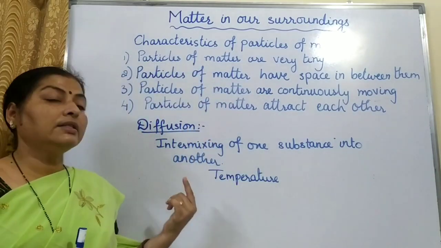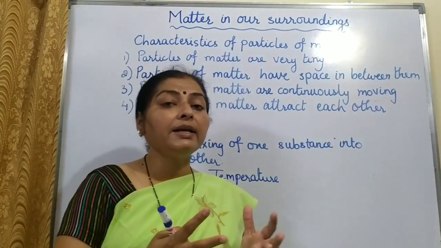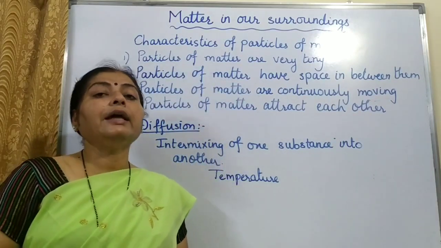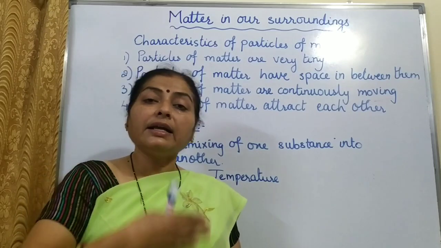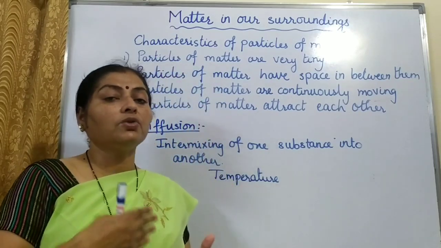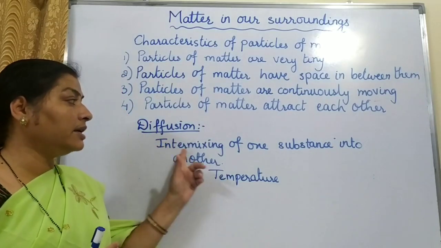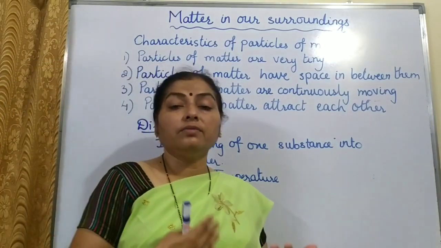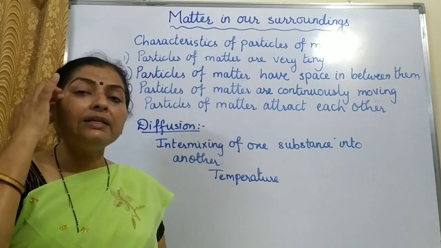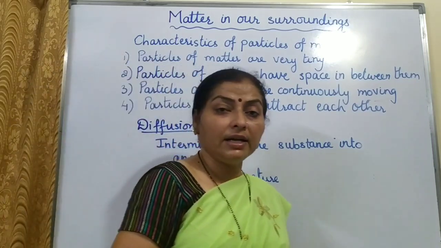Now with the increase in the temperature, means we are providing some energy to the molecules by increasing the temperature, so their kinetic energy will increase. And as the kinetic energy will increase, their speed will become fast, and so the diffusion will take place faster. The intermixing will be at a faster rate with the increase in the temperature. There are many such examples which we can see in our day-to-day life.